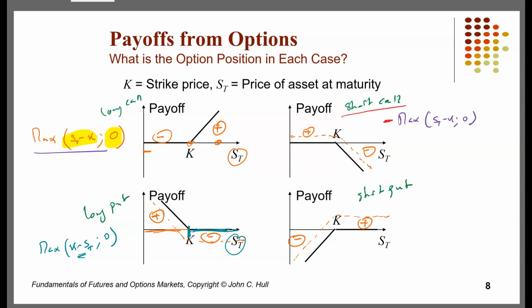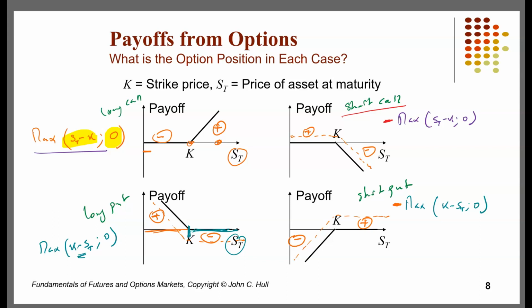Now, what is the payoff of the short put? The payoff of the short put is the negative of the long put. So the payoff of the short put is going to be the maximum of the strike price minus the stock price and 0, and we're going to have a negative sign in front of it to show that it is a short.